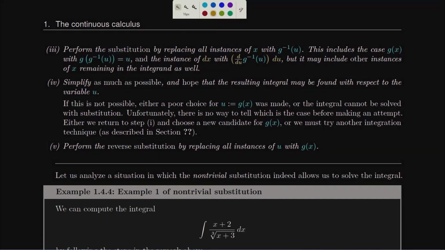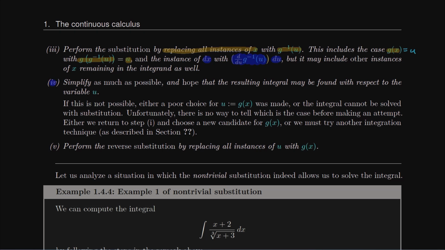So then in step 3, we go ahead and replace all instances of x with g inverse of u. In particular, g of x will indeed be replaced as g of g inverse of u. In other words, we're replacing g of x with u, just like in the trivial setting. But the trickier term is dx. dx gets replaced with that derivative of g inverse and then multiplied by du. And so that's the non-trivial setting.